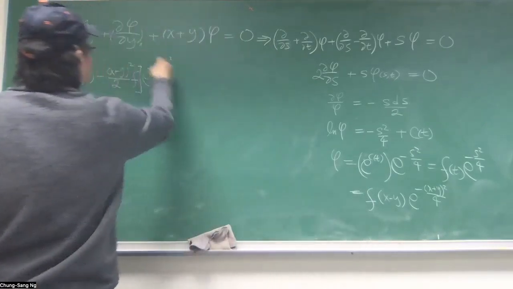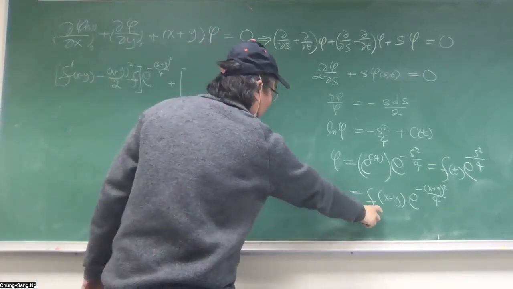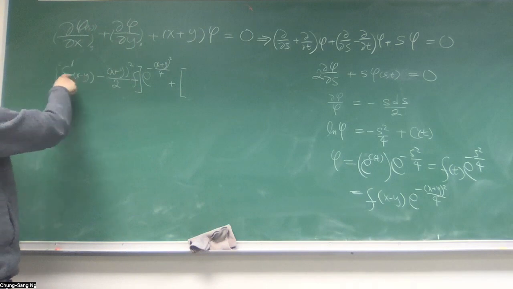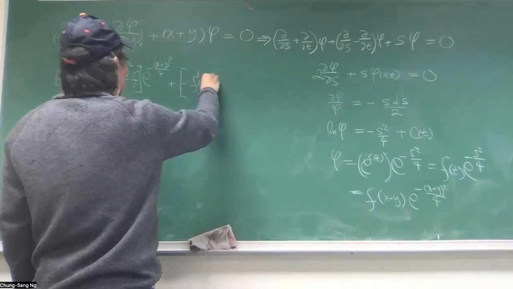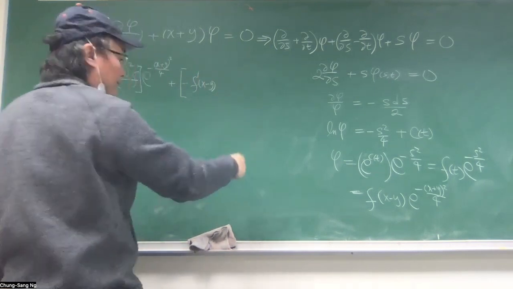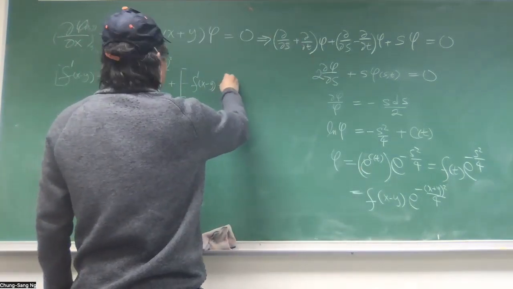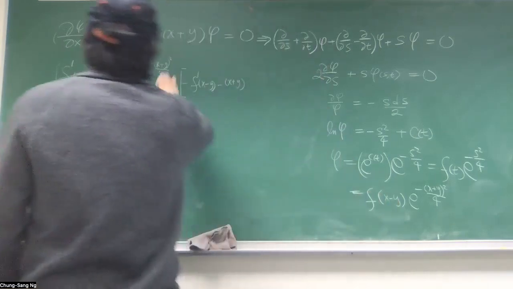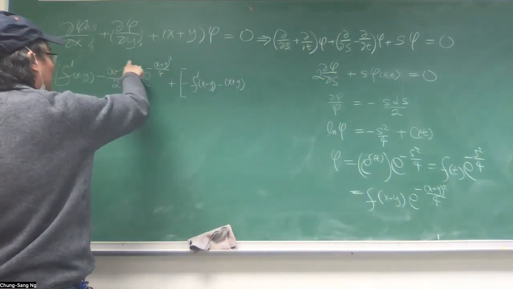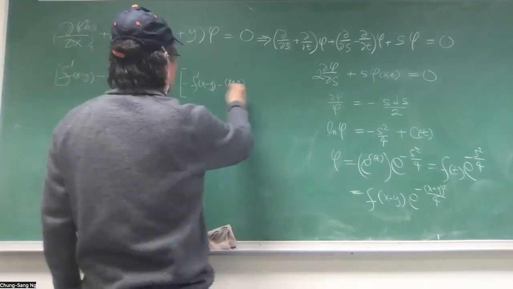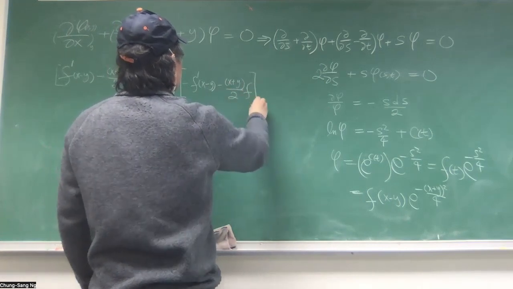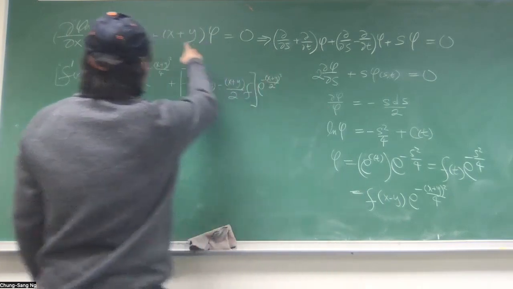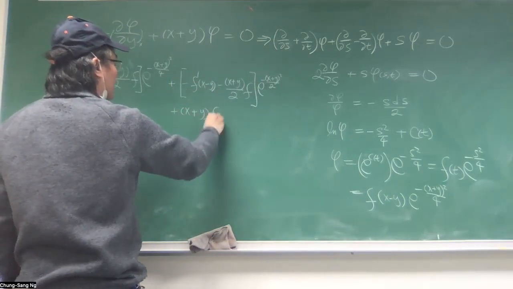When you plug this back into here, what you get is partial y. So you're doing exactly the same thing, but this f prime is with respect to the argument, and then you take the derivative with respect to y, you get a negative sign. And then this one will be the same thing. This is the x, y. For the exponent, you just take the derivative, you get 2 times the first power, not square. And then also the exponential term here. And then plus this, the third term.